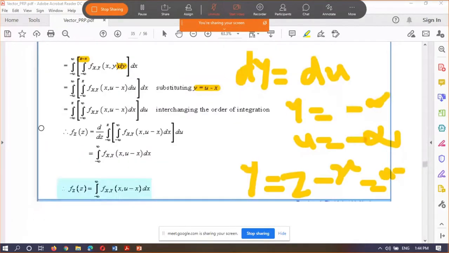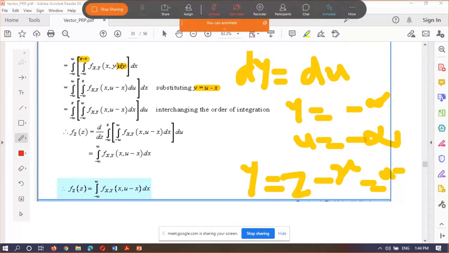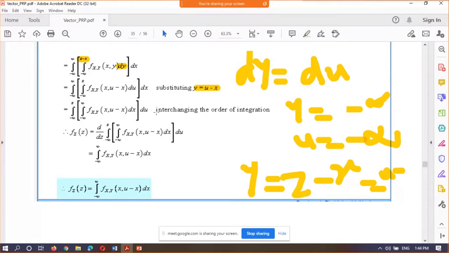This is our distribution function, and if we differentiate the distribution function with respect to the variable z, we will get our density function.